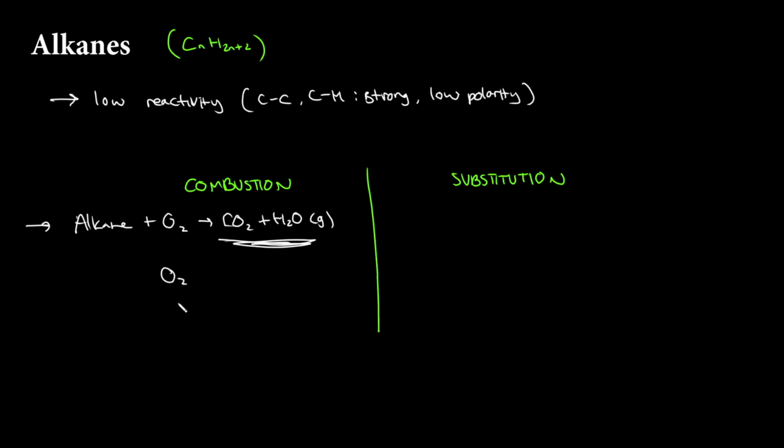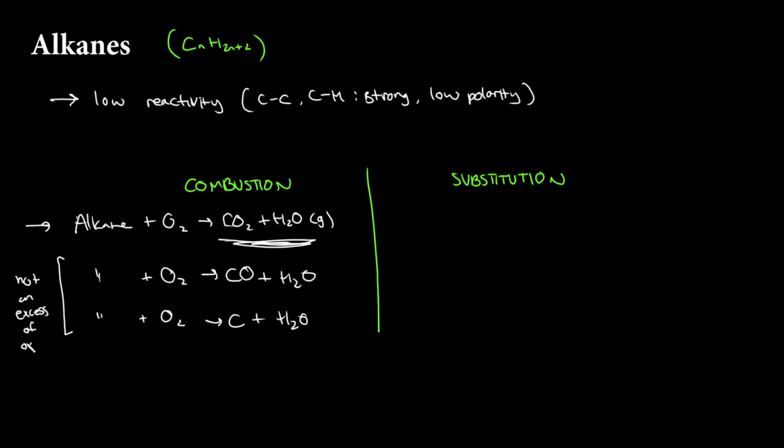But when there's not enough oxygen, I guess it's the same here for alkanes. If there's not enough oxygen, there is a possibility that the products will only consist of CO or just carbon, with H2O coming along with it as well. So the IB wants you to know that these 2 occur when there is not an excess of oxygen. But this is the default when an alkane reacts with excess oxygen to create carbon dioxide and H2O.